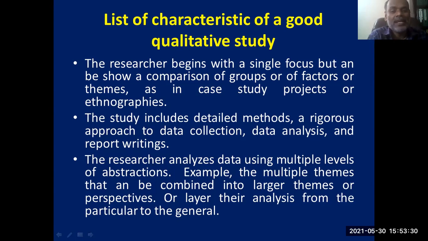The researcher analyzes the data using multiple levels of abstraction. For example, you can develop multiple themes that can be combined into a larger theme or perspective, or layer the analysis from the particular to the general. So when you are doing an analysis, you have a lot of scope. You can keep a single theme. That single theme can be related to the general themes, or compared with another theme, or you can club the themes. So you can find several options in qualitative study.